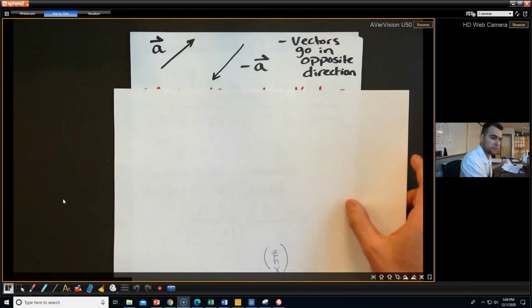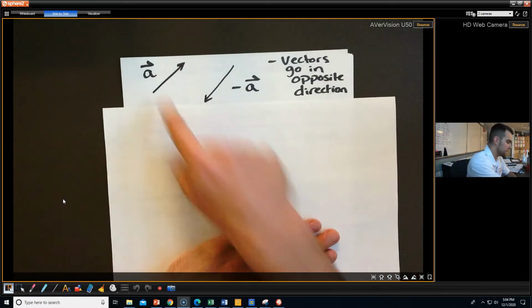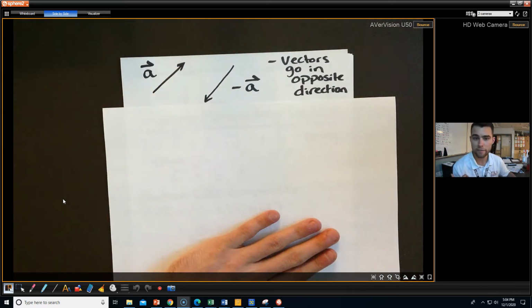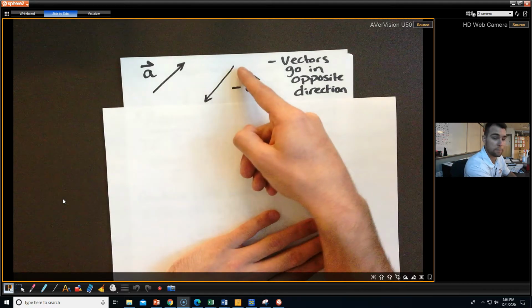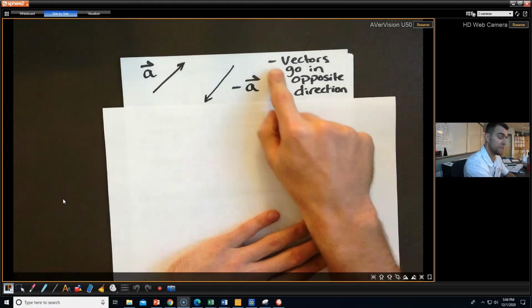And of course, there's a consequence to having the negative of a vector. If I have vector A going this way, I take the negative, well, I end up having to flip the direction of my vector. Okay, the vectors go in the opposite direction when they are negative.